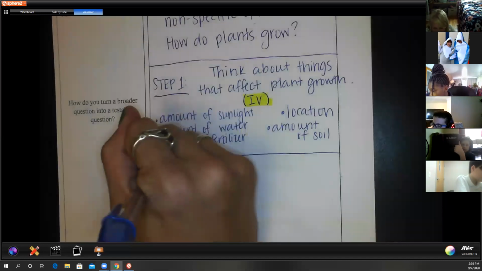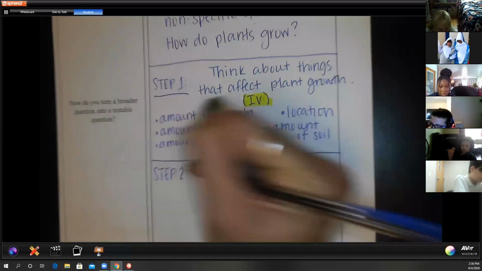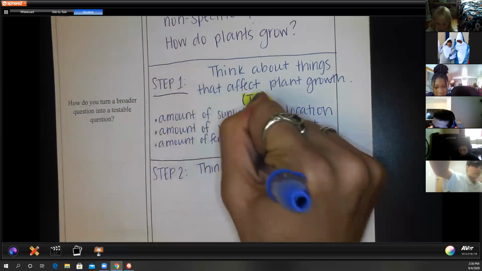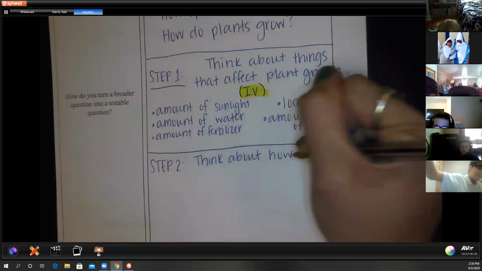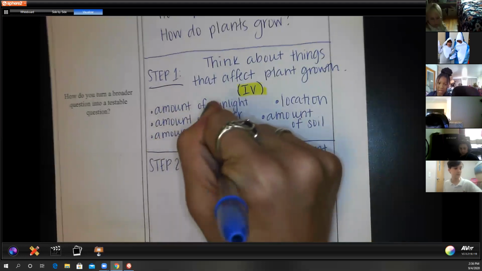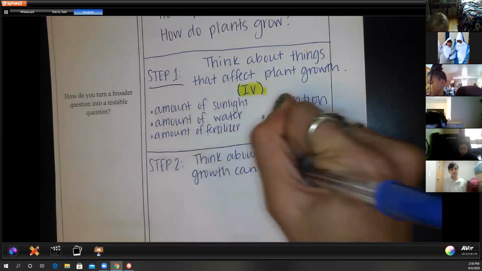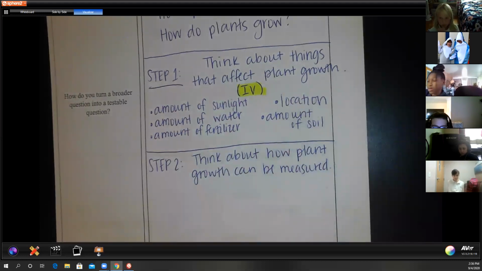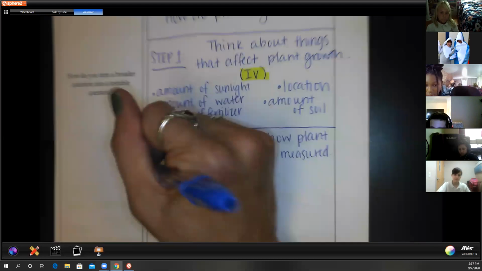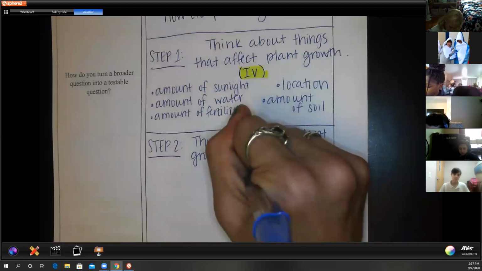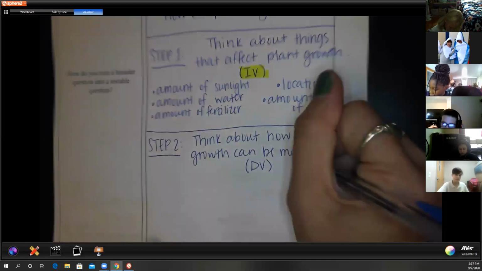Awesome. My second step is to think about how plant growth can be measured. When I go to the doctor and they're checking my growth, they don't check it in just one way. They're not like, I'm going to take just your weight, and that's how I can see if you've grown. They measure it in a couple different ways. This would be my DV because I'm measuring, right?